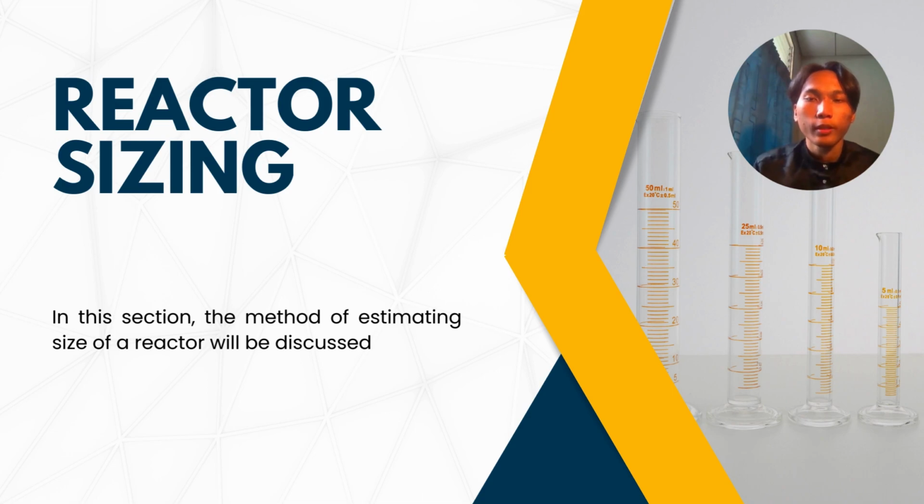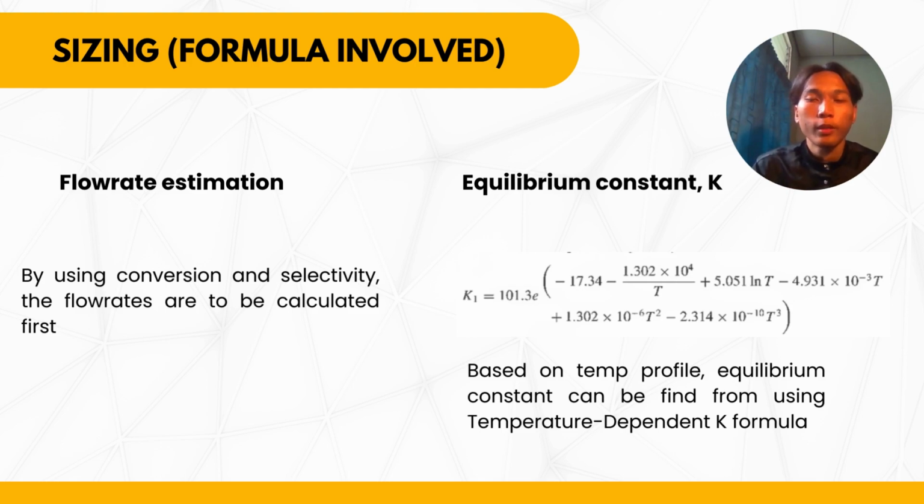So the next part is reactor sizing, where in this part the method of estimating a reactor will be discussed. Next is the formula involved in sizing. First is flow rate estimation. By using conversion and selectivity, the flow rates are calculated first.